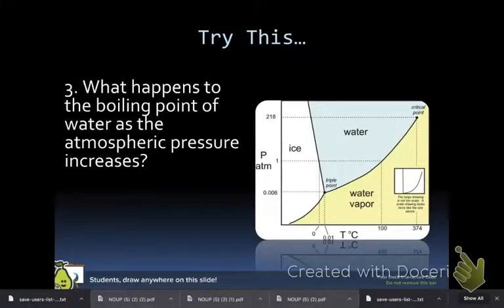So with that pressure cooker, we've created an artificial environment that has a higher pressure. So what happens to your normal boiling point? It increases. That means the water is hotter than 100 degrees Celsius. That's how your food gets cooked faster, because you're cooking with hotter water.